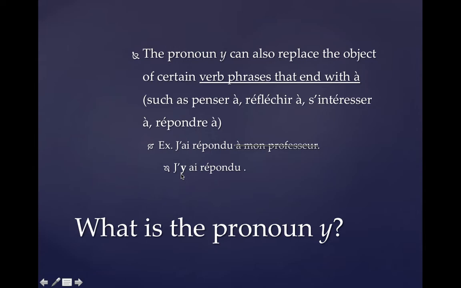The only time where it's not true is if you have this verb with the preposition à. If you see the preposition à and you know that you're using a pronoun, you're 99.9% certain that it's going to be the pronoun y that replaces it. So that's the pronoun y. Location, and then pretty much verb phrases that end with à accent grave.